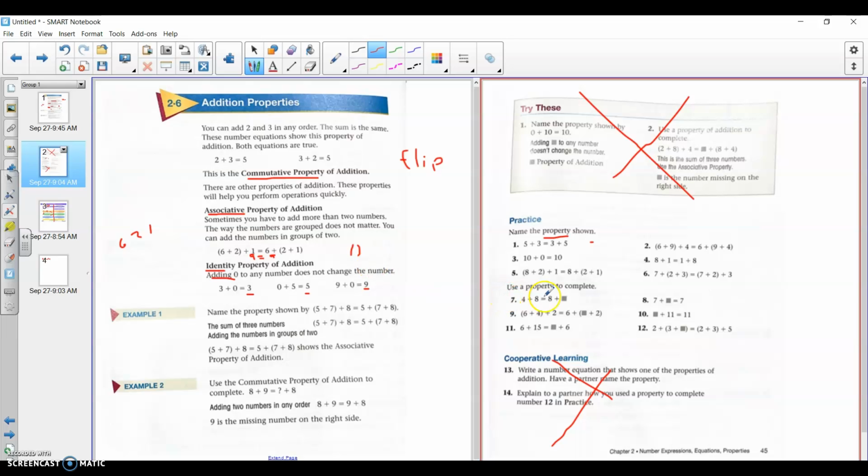Then use the property to complete 7 through 12. All you have to do is tell me what's missing in the gray shaded box. So if I have 4 plus 8 equals 8 plus, well, I can't put a 0 in this because the right side would not equal the left side. I get 12 over here, and then I would only get 8 on this side. 12 does not equal 8. So I know it's not an identity property. There are no parentheses, so I know I'm not grouping. So the only thing I'm doing is flipping these numbers around. So 4 plus 8 equals 8 plus 4.